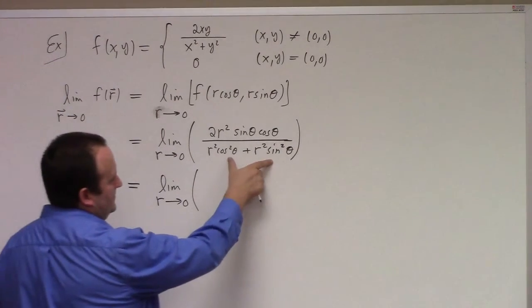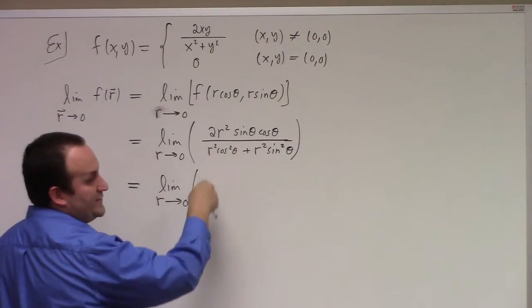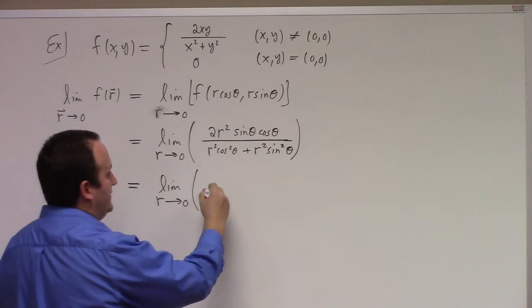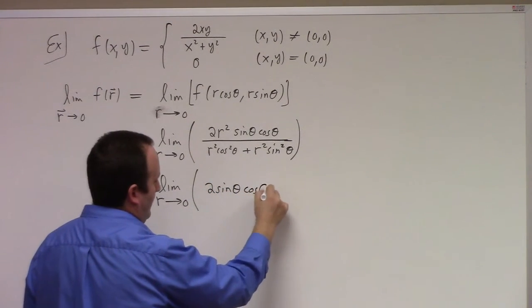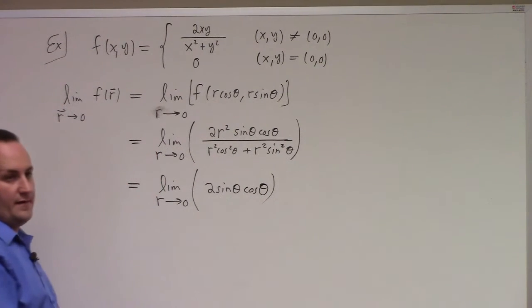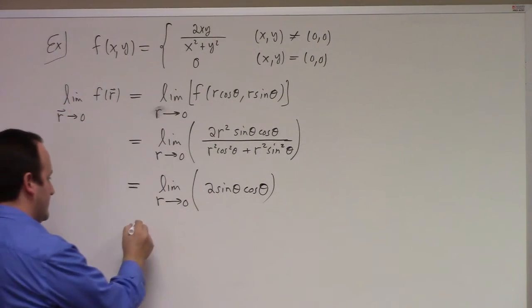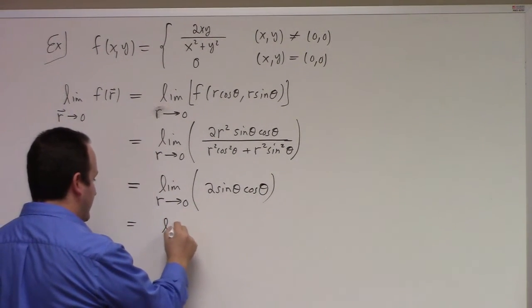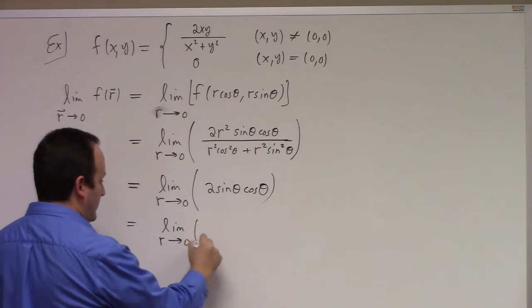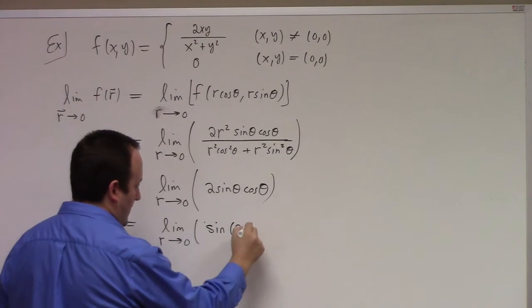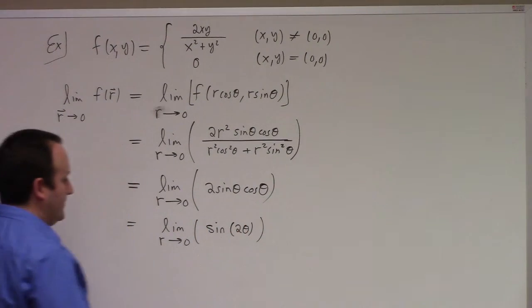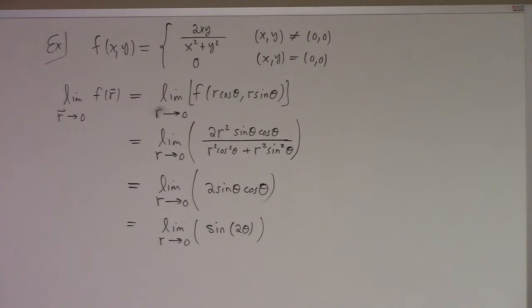Okay, so that's just r squared. And there's an r squared upstairs, right? So they cancel, and you're just left with 2 sine theta cosine theta, right? If you want, we could rewrite that as what? That's really just sine of 2 theta, right? One of those things you remember from trigonometry. You should be aware of this identity.